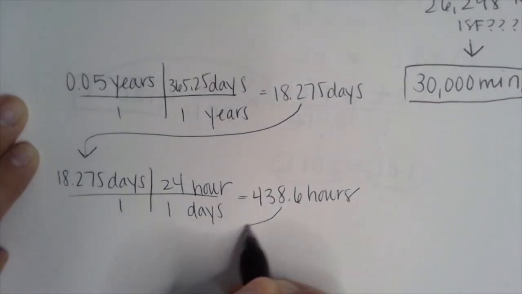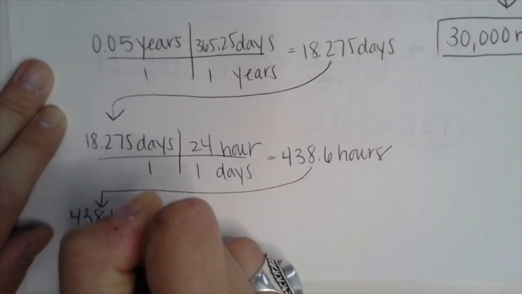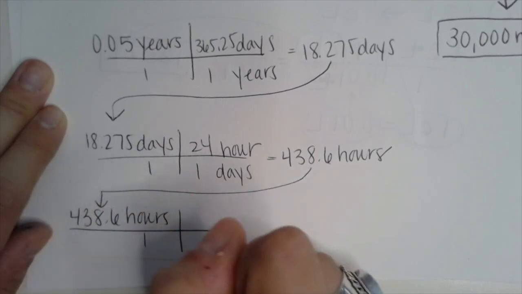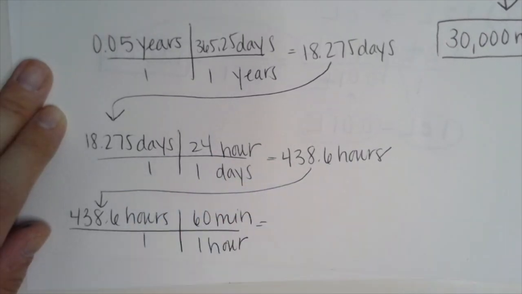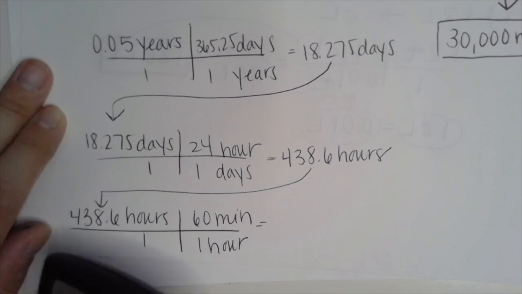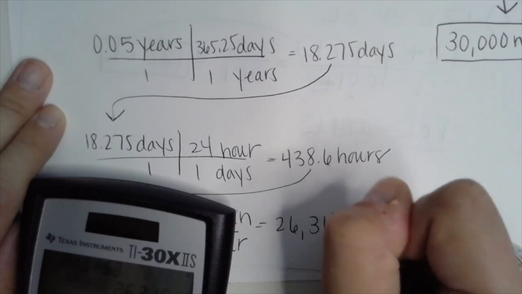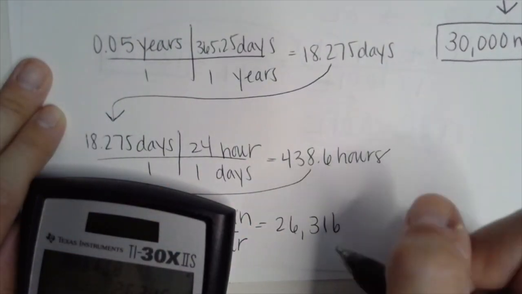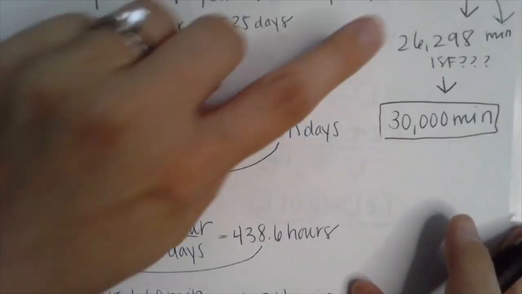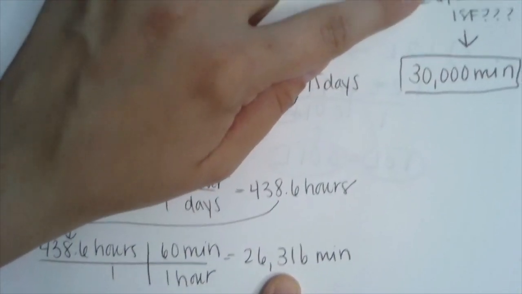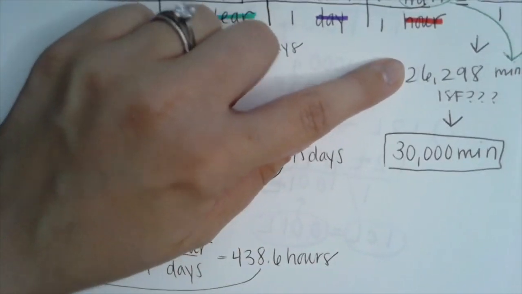Now, we still want to know what this is in minutes. So let's convert 438.6 hours to minutes. 1 hour has 60 minutes. So times 60. Boom. Not the exact same answer, but pretty darn close. The reason why you're not going to get exact is because of rounding throughout. 26316 minutes. But look how darn close those two numbers are to one another. No matter which way you do it, you should get the right answer. Do whatever way you are more comfortable with.